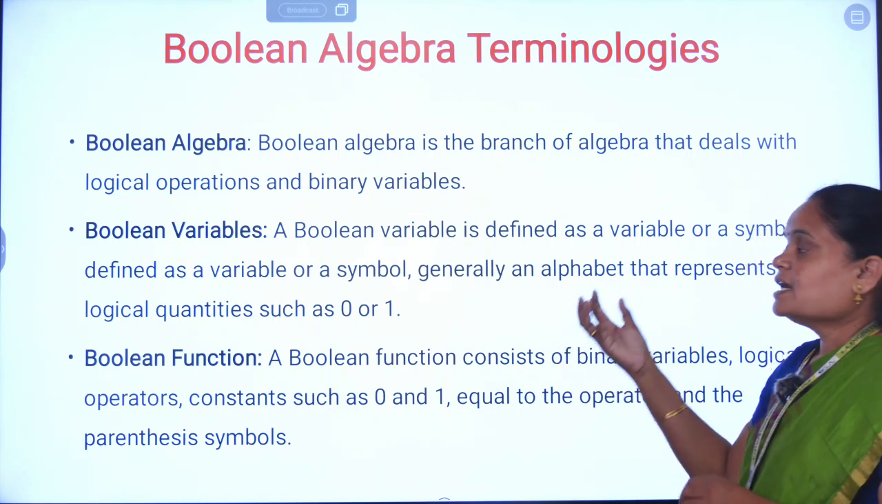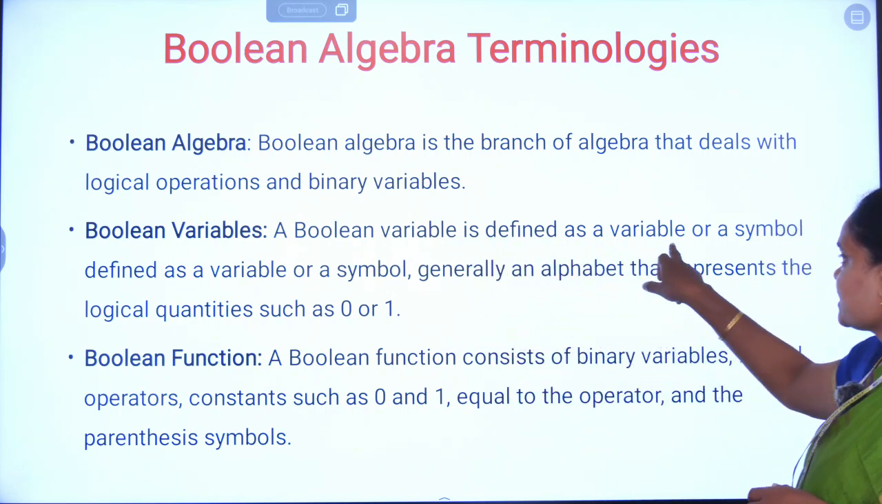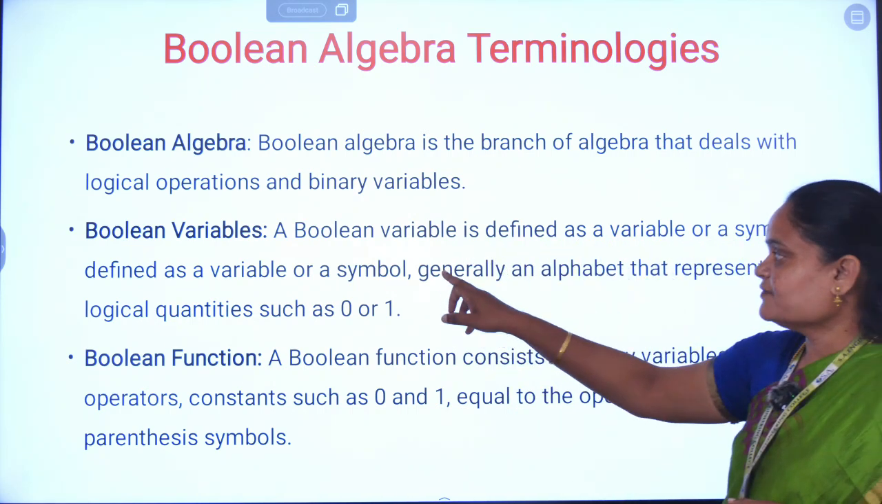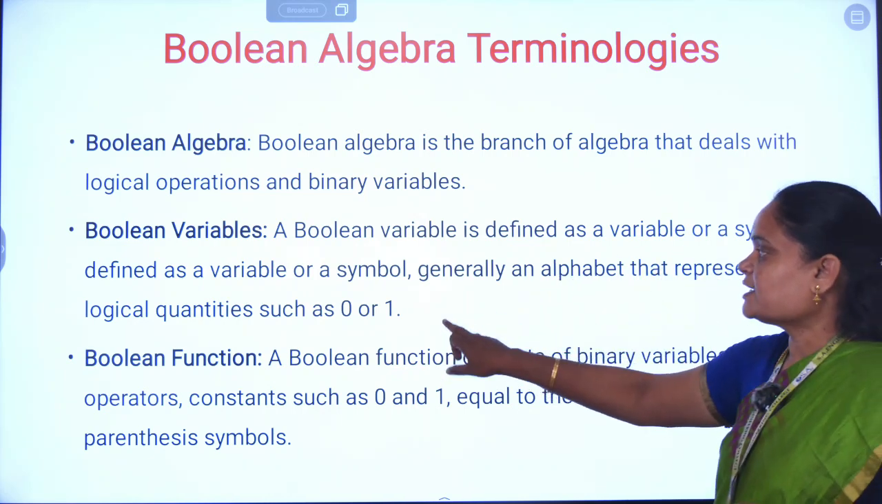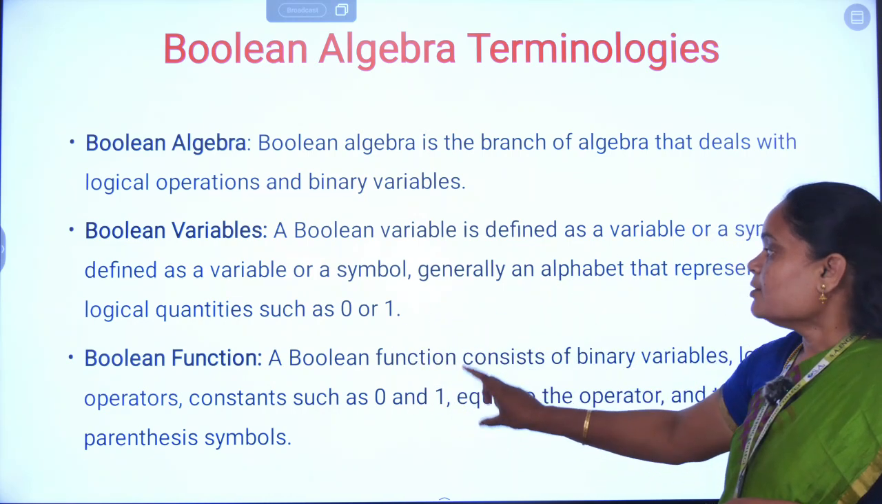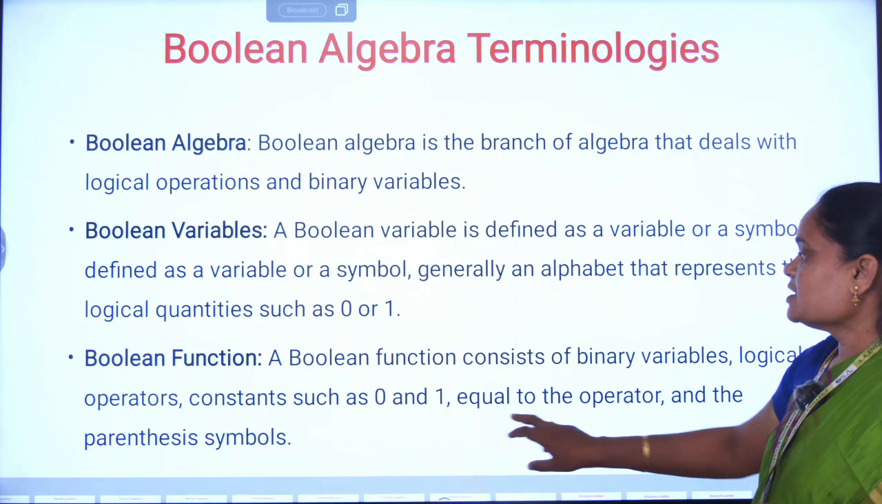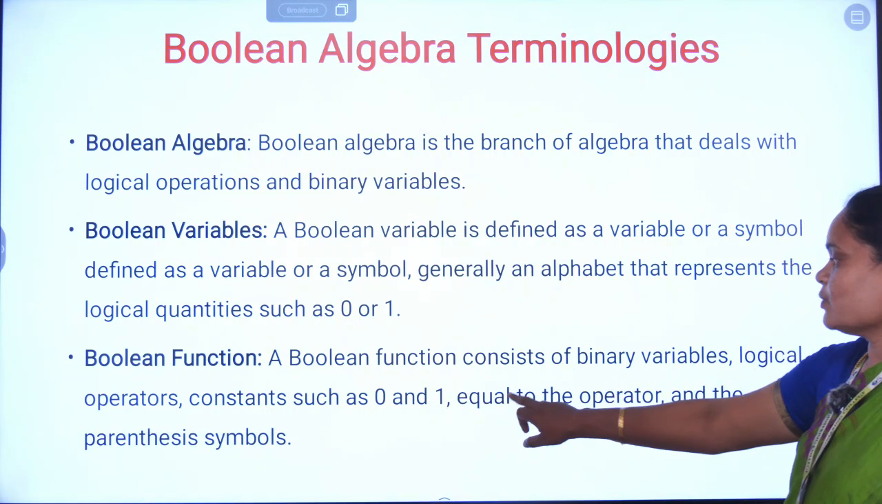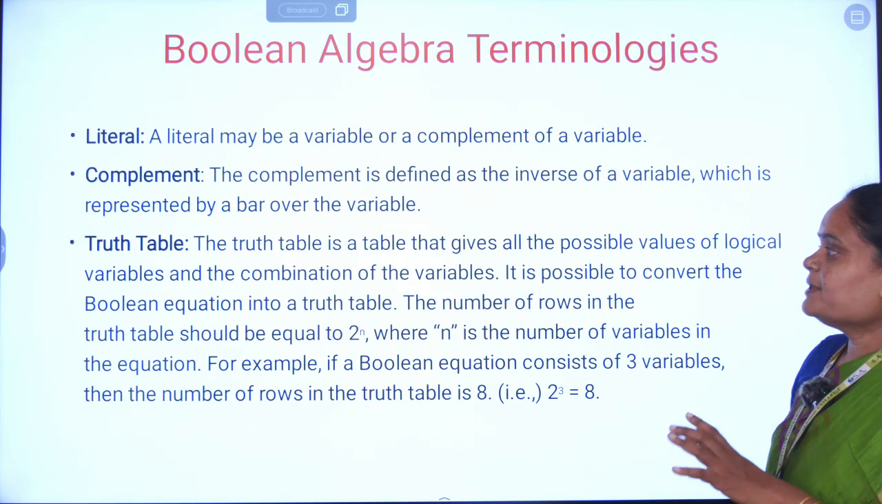Boolean variables are the variables involved in that Boolean expression. A Boolean variable is defined as a variable or a symbol, generally an alphabet, that represents a logical quantity such as 0 or 1. A Boolean function consists of binary variables, logical operators, constants such as 0 and 1, the equal to operator and the parenthesis symbol. Literal, complement, truth table.